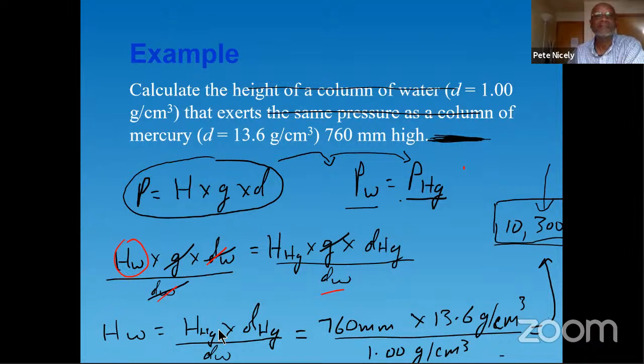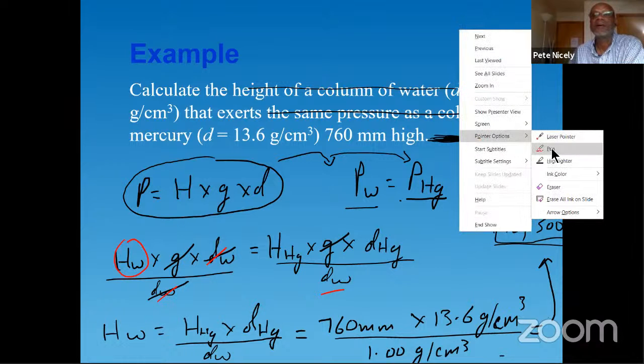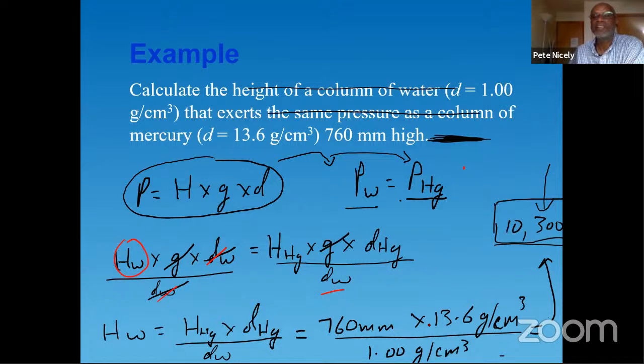All we do from here is plug the numbers in. So this would be the expression for the height of the water column. So when we plug the numbers in, 760 millimeters for the mercury, the density of mercury is 13.6, and the density of water is 1.00. And when you do your number crunching, you're going to end up with this answer here, 10,300. The units for this would be millimeters.